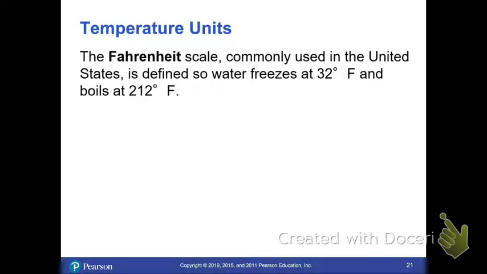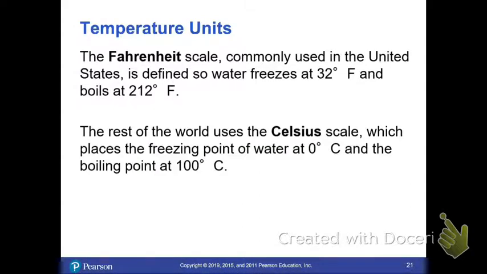Now we're going to move to temperature units, okay? The Fahrenheit scale is what we usually use in the United States. And what is this defined as? At 32 degrees Fahrenheit, water freezes, and 212 Fahrenheit is where it boils, all right? And everybody else in the world, we're just special, they use Celsius. Their freezing point is 0 degrees Celsius and their boiling point is 100 degrees Celsius.